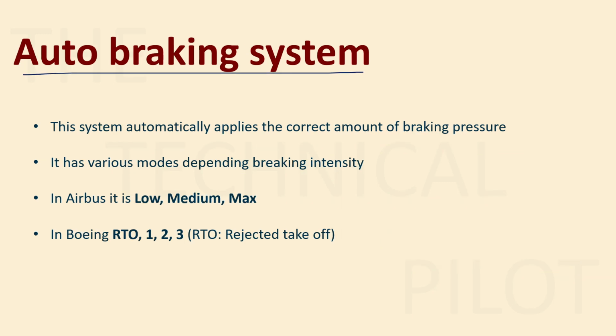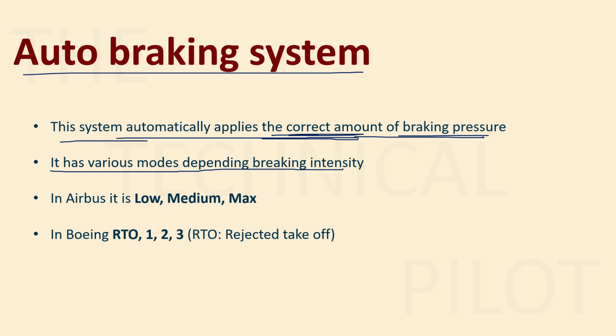Then there is the auto braking system. Auto braking, as the name suggests, automatically applies the correct amount of braking pressure, right? So the system in the aircraft which automatically applies the correct amount of braking pressure is the auto brake system, right? And it has various modes depending on the braking intensity. What are these different modes? In Airbus, you will find low, medium, and max, right? You just have these buttons in the cockpit and you press whether you want low braking, medium braking, or max braking. And the aircraft automatically applies the brake accordingly, right?